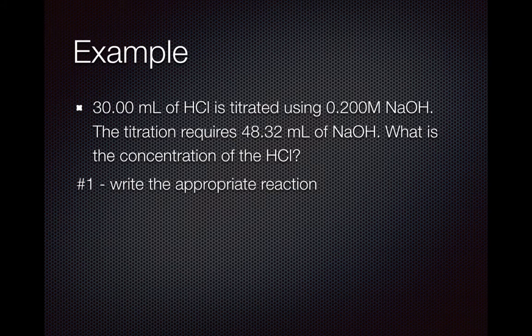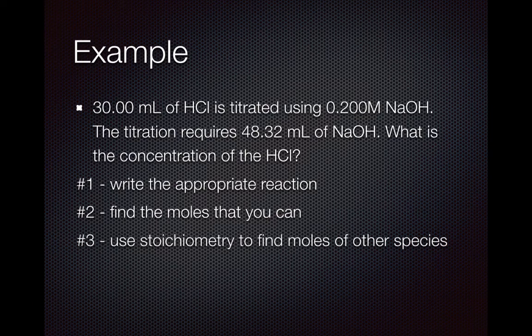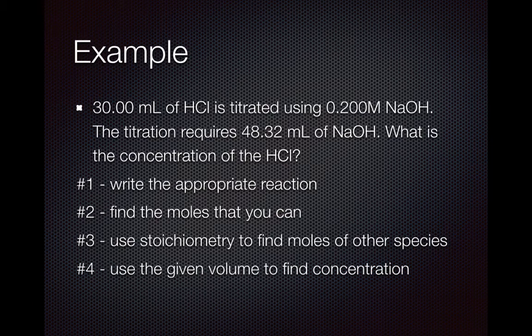The first thing I need to do is to write the appropriate reaction between HCl and NaOH. Find the moles that I can. So in this case, I have a volume and a molarity of sodium hydroxide, so that will allow me to find the moles of sodium hydroxide. I can use the stoichiometry of the reaction to find the moles of any other species present. And then I can use the given volume that I started with, once I know the moles, to find the concentration of the substance I don't know the concentration of. Well, let's work that one out.